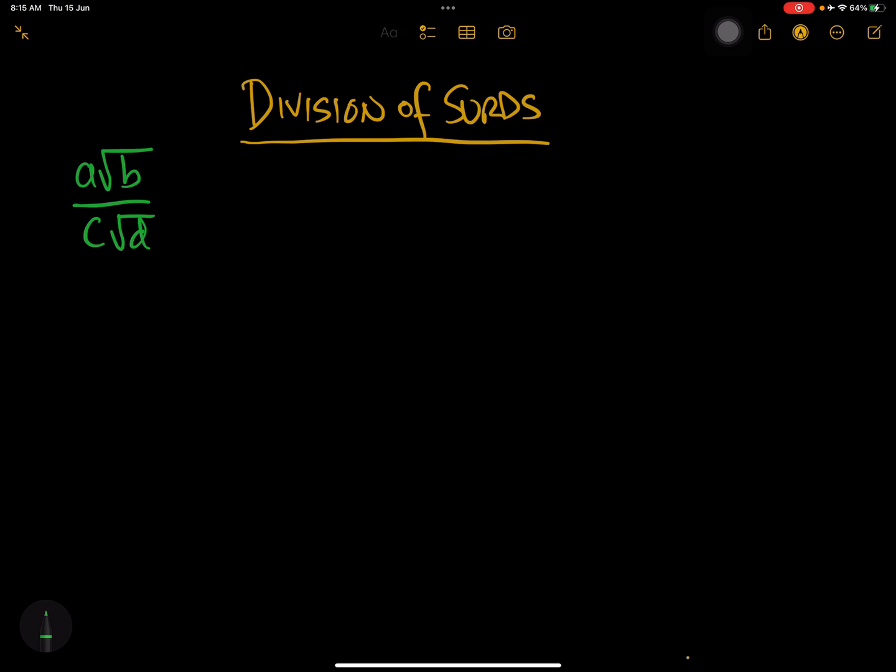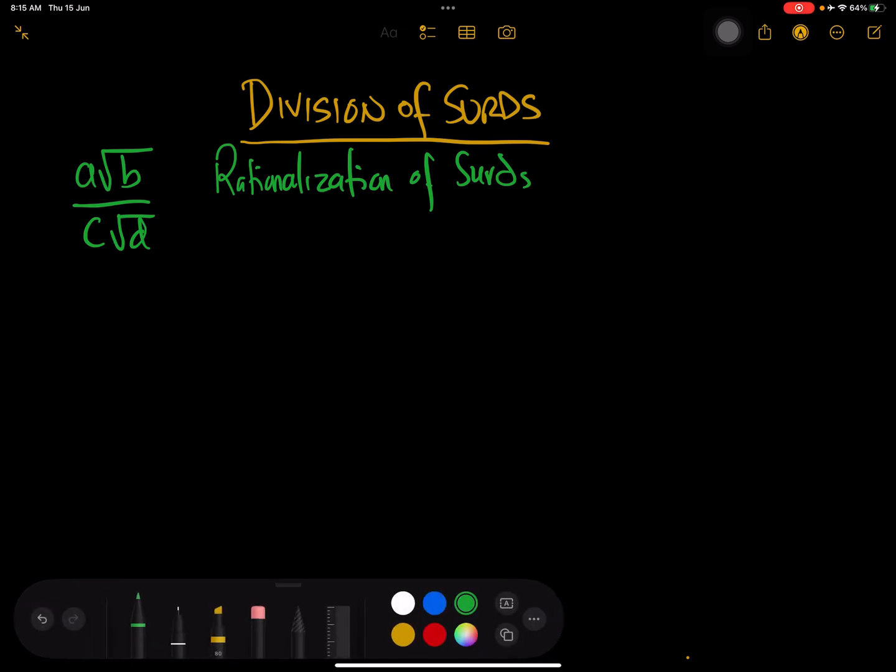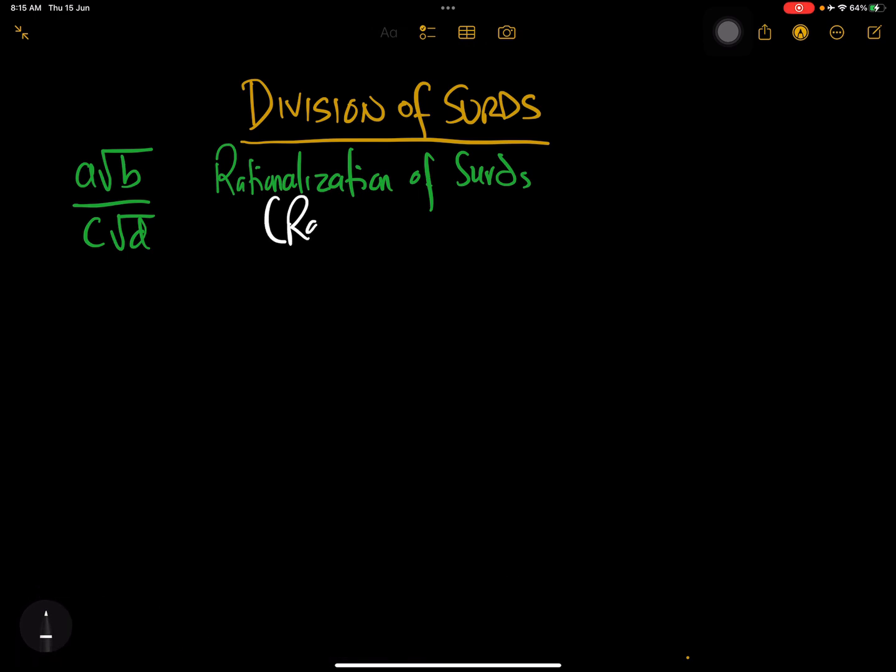What do we do? We will do what we call rationalization. There's something called the rationalization of surds. And what that means is that we rationalize the denominator. In this case, our denominator is c square root of d. So we are going to have a square root of b divided by c square root of d.